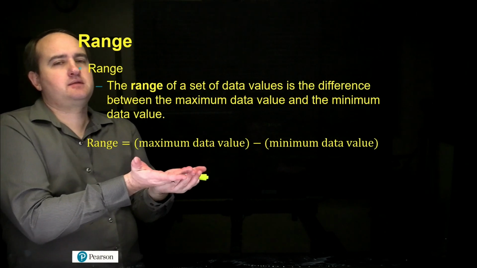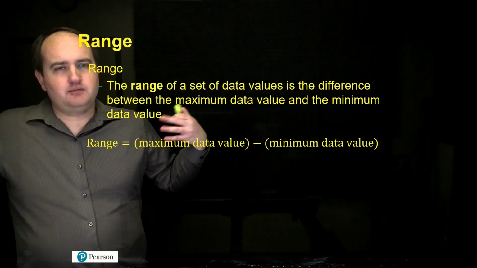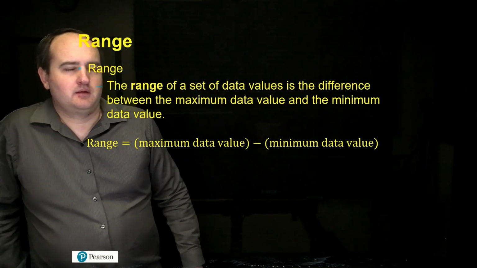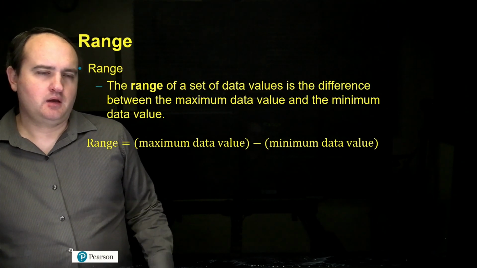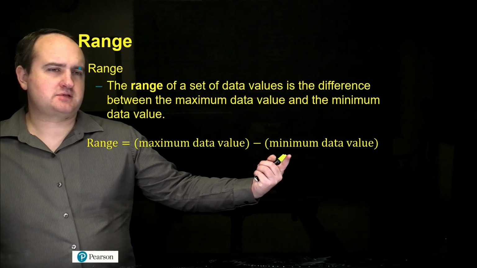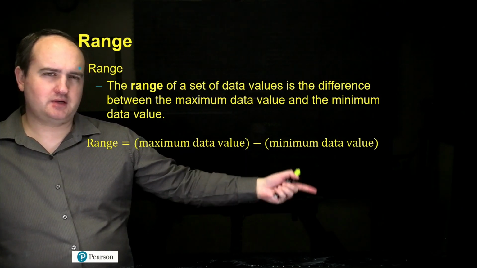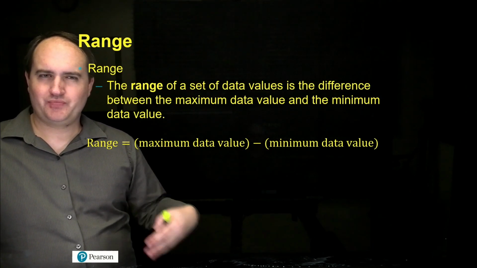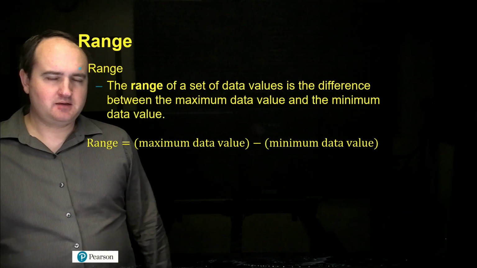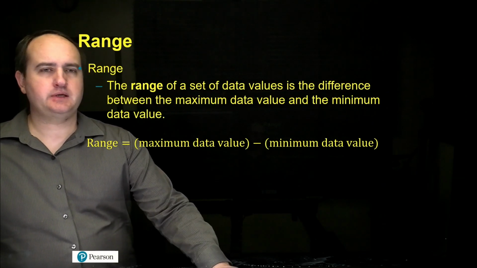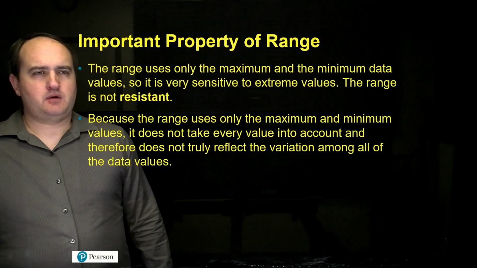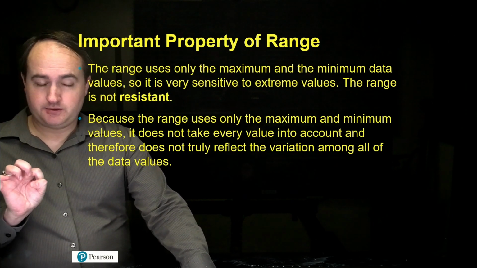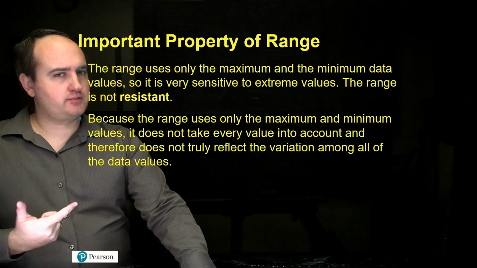So we can already see the good thing about the range is that you barely even need a calculator to find the range. But we can also notice something else here. It's not including many of the data values. It's only including the maximum and the minimum. So it's not going to be resistant. Okay. So before we talk more about the range, let's do an example of calculating the range, and then we'll come back to the properties of the range in just a second.